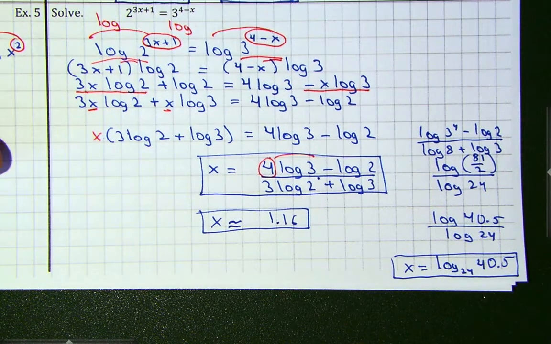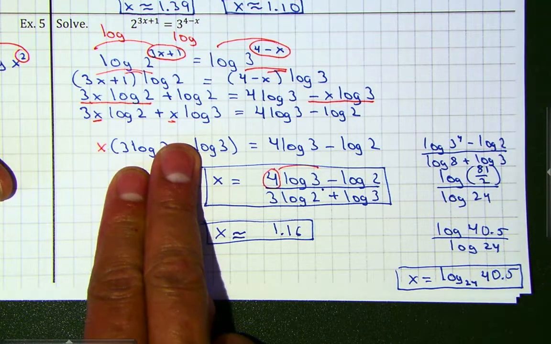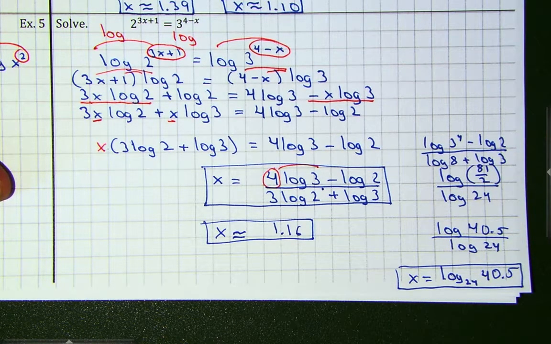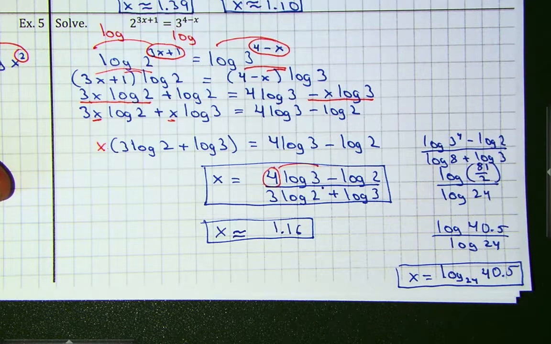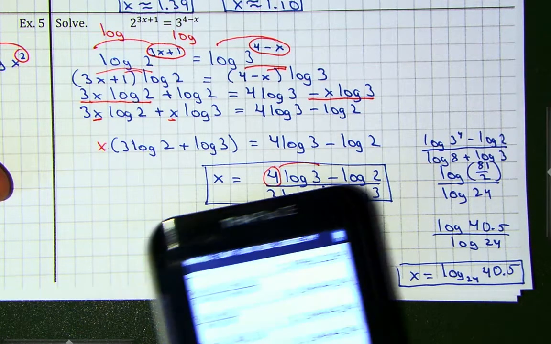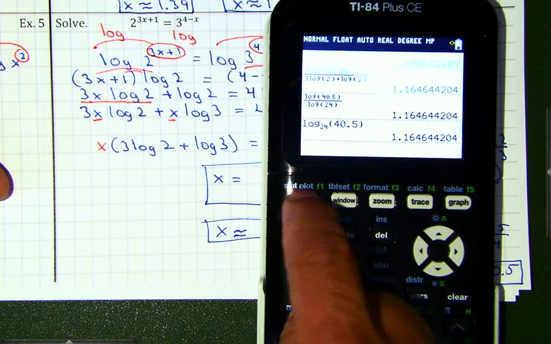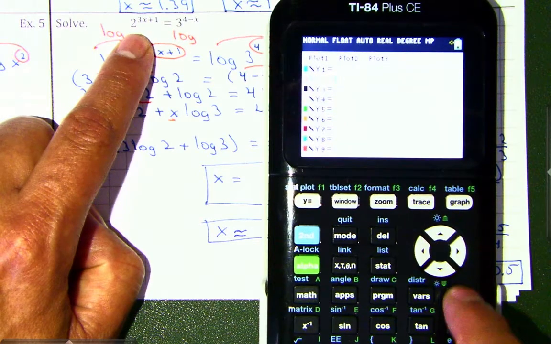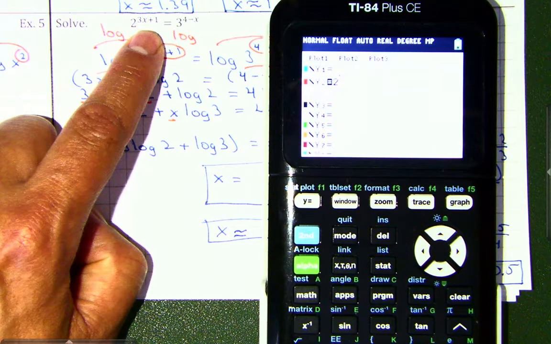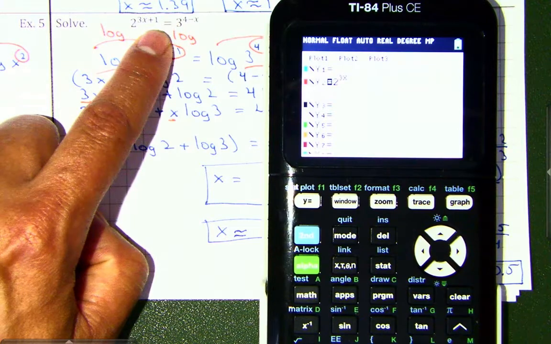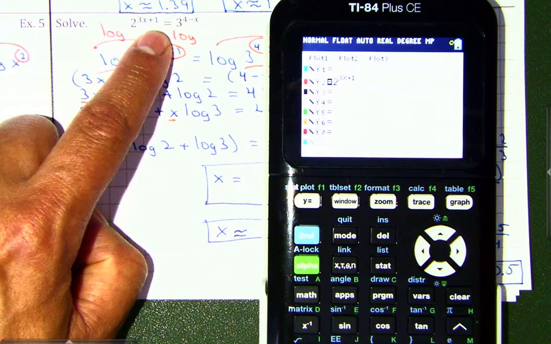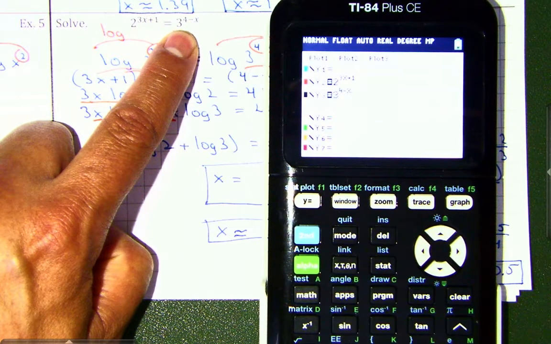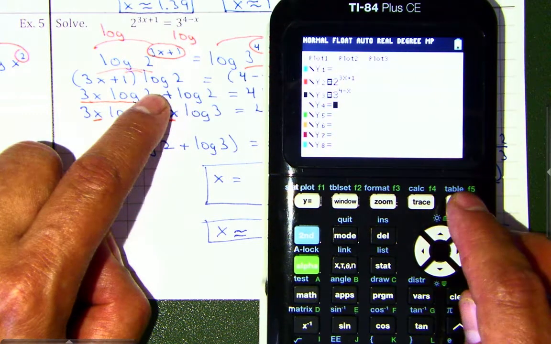Now, I want you guys to take the time to see if you can graph it and find the intersection. And you can use your calculator or Desmos, whichever you prefer. You got it? Go and pause it. So in this case, I'm going to use my graphing calculator. Let me clear both. So it'll be 2 to the power of 3x plus 1 and 3 to the power of 4 minus x. And graph it.